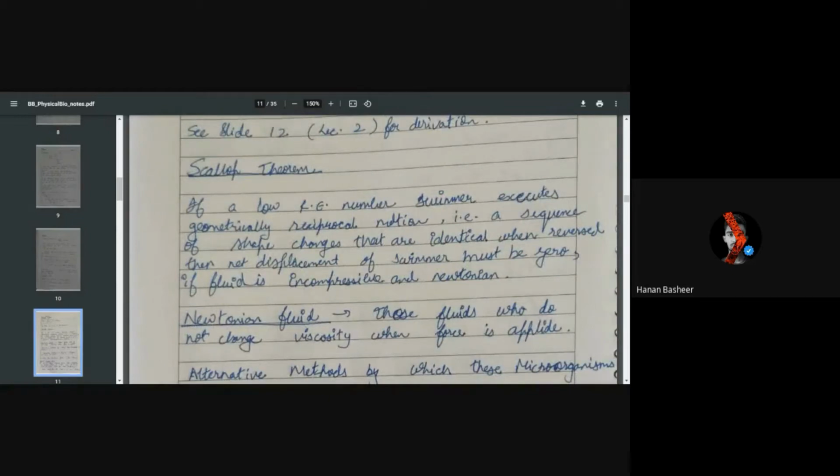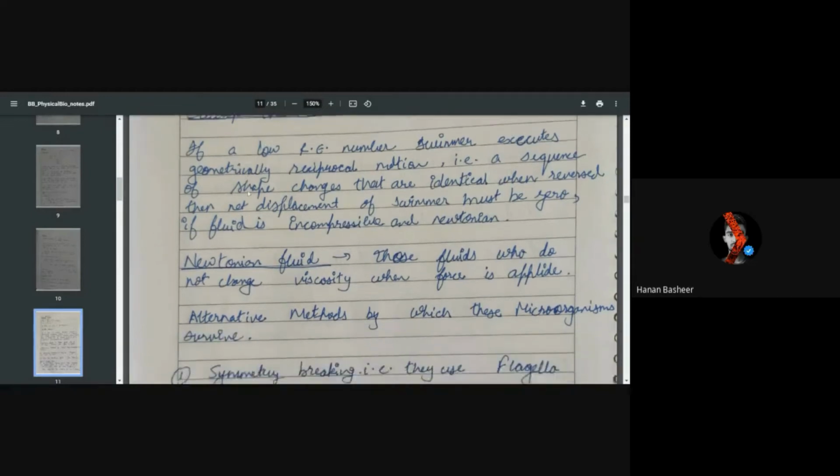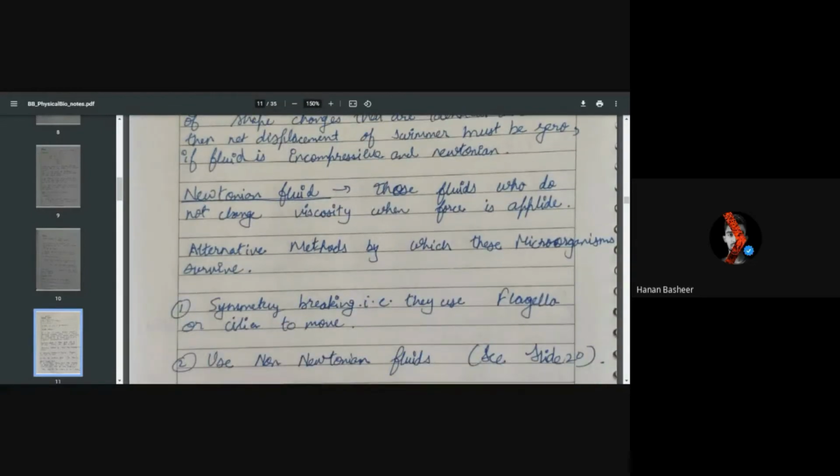Scallop's theorem basically denotes that if an object is moving in a particular motion inside a fluid and then it retraces its path, then if it is a Newtonian fluid, it won't get displaced and no motion will be seen. But if it's a non-Newtonian fluid, then the scallop will move forward or backwards. A scallop is just a small machine which can open and close. Newtonian fluids are those fluids which do not change viscosity when force is applied.